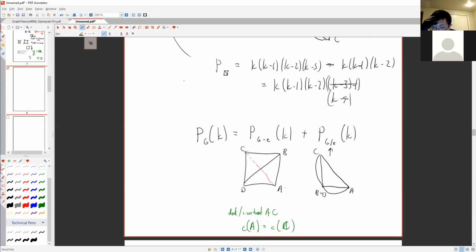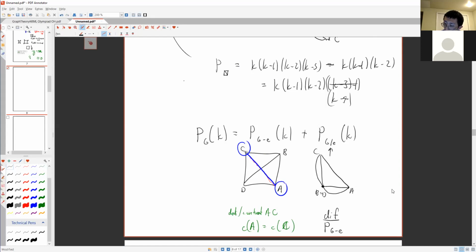Or is it when we contract the edge? I guess it's when we contract the edge. And then when we delete the edge, like if this red edge or blue edge was still here, then vertex C and vertex A have to have different colors. So if vertex A and vertex C have different colors, then it would be the chromatic polynomial of G minus E. If they have the same color, that would be the chromatic polynomial of G contract edge E.